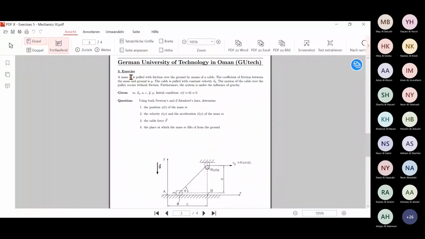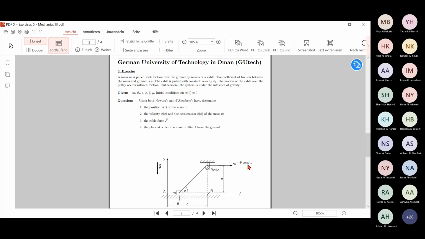In this case, we have a mass M pulled with friction over the ground. Here, there is friction between the mass and the ground. Here, we take this coordinate system X, Y. The coefficient of friction between the mass and the ground is mu. We always note it by this notation. And the cable is pulled with constant velocity V0.